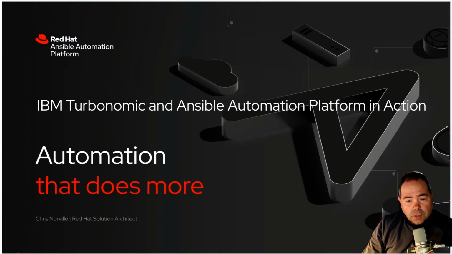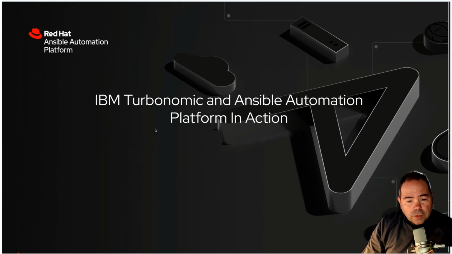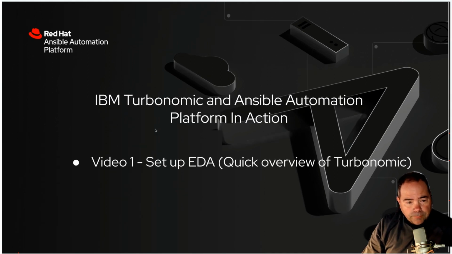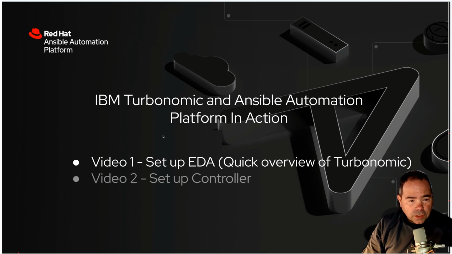I'm a solutions architect with Red Hat, and in this video series, we're going to be looking at Turbonomic and Ansible Automation Platform in action. This is video 2 in a 4-part video series. In video 1, we set up the event-driven Ansible controller, we looked at our rule book, and we activated our rule book. In this video, we're going to be looking at setting up the Ansible Automation Controller that's actually going to go out and do the automation recommended by Turbonomic.